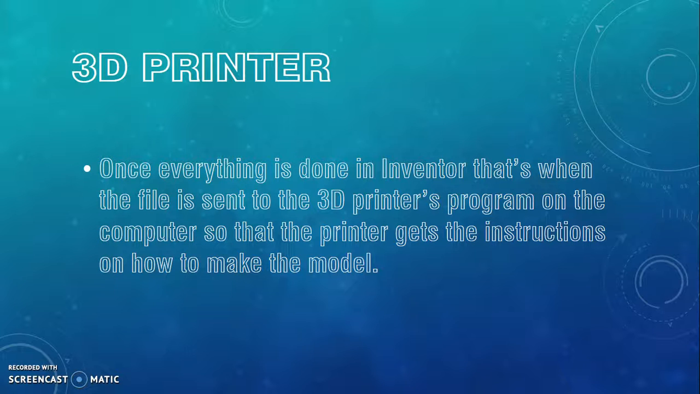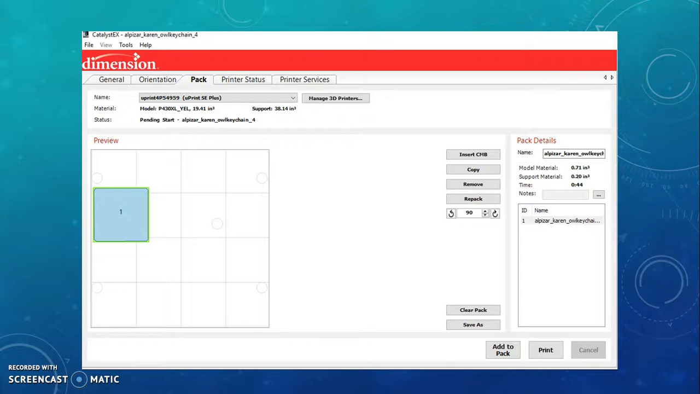The next part, once everything is done in Inventor, that's when the file is sent to the 3D printer's program on the computer so that the printer gets instructions on how to make the model. This is a screenshot of the 3D printer's program where you can decide where to put the model in the little tray that's inside the printer. And once you have everything set up, you just print it.